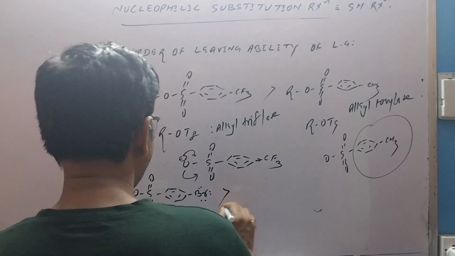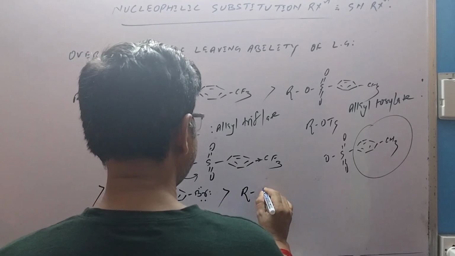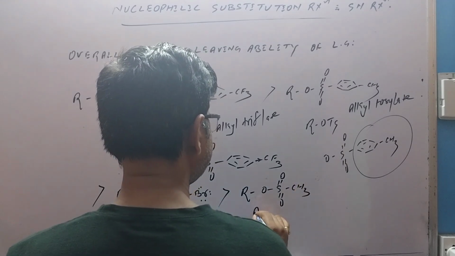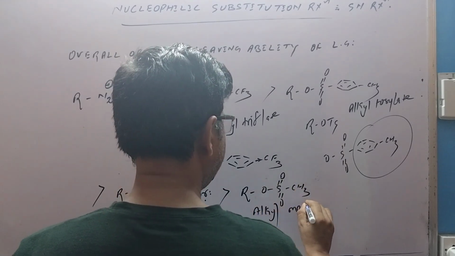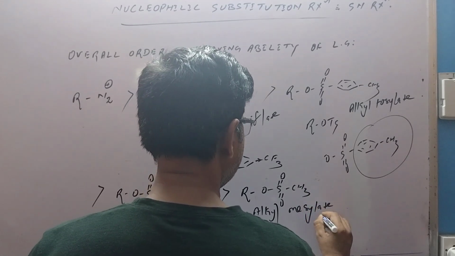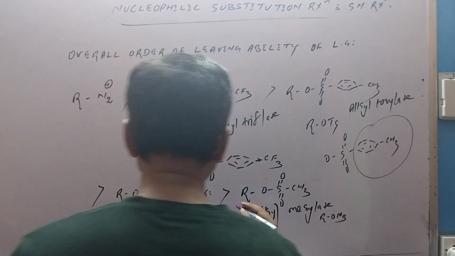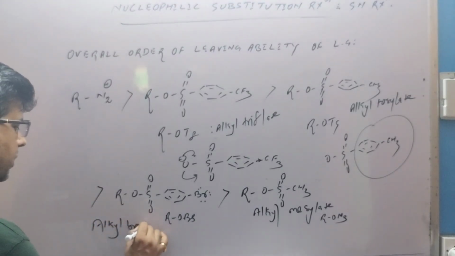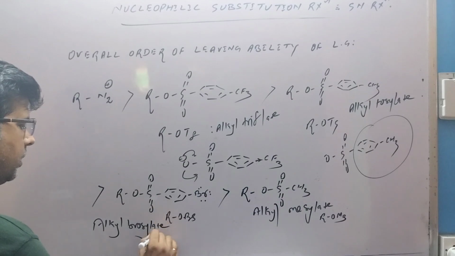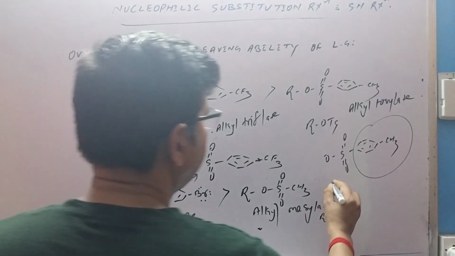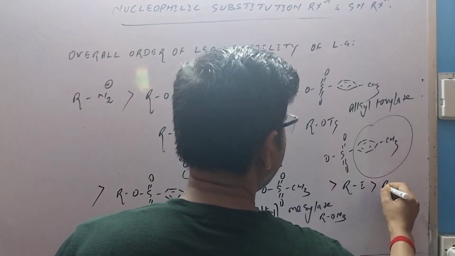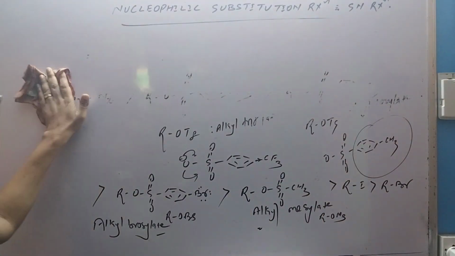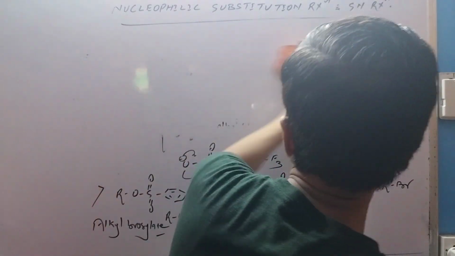Now, after that, the order is alkyl mesylate. This is alkyl mesylate, ROMs. This is alkyl brosylate. Alkyl mesylate, and after that RI, and after that RBr. See, this is the mathematically defined order on the basis of energy concept.